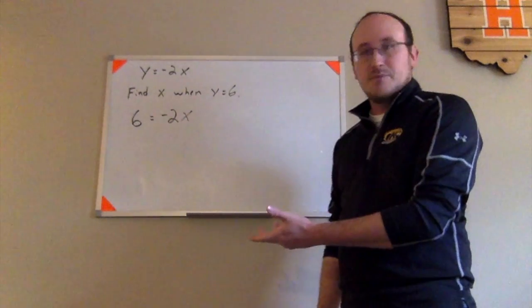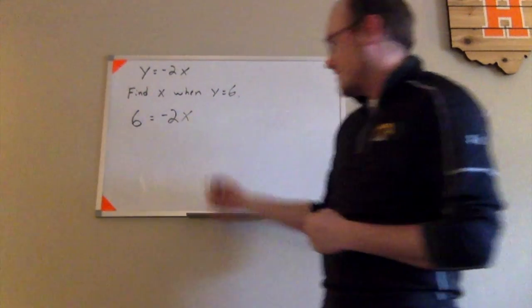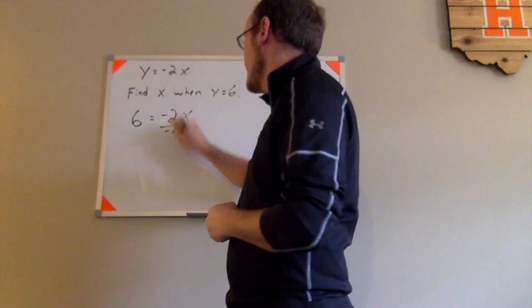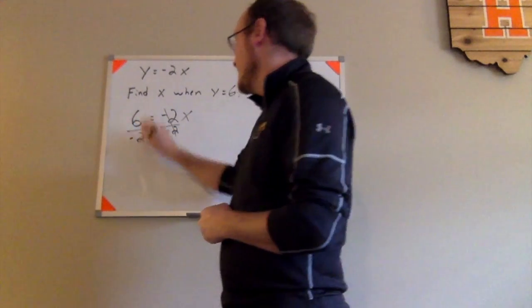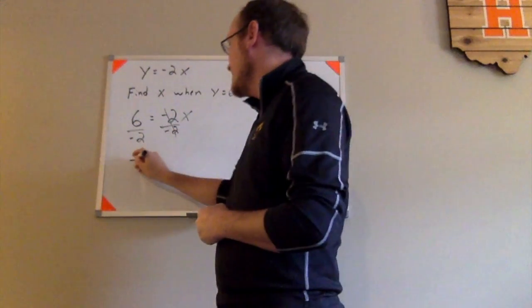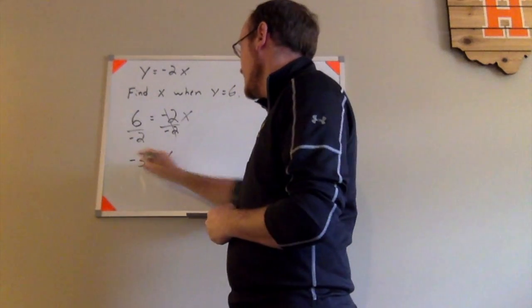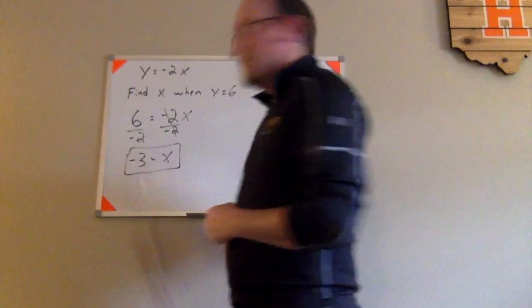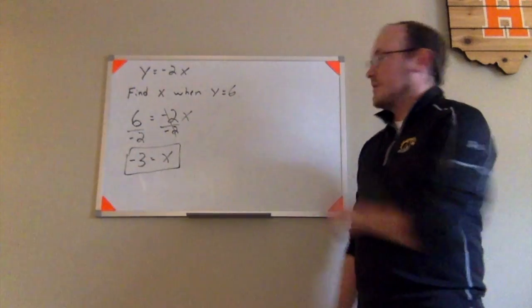We can divide both sides by negative 2, and we'll have this solved in one step of algebra. Dividing by negative 2, that would cancel. Dividing by negative 2 over there, 6 divided by negative 2 is negative 3. So x would equal negative 3 when y was 6.